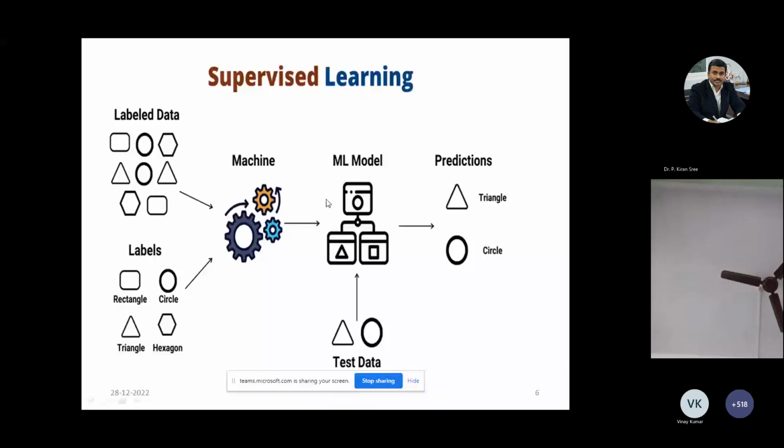You have a labeled dataset. Labeled dataset means every record has certain labels. Once this labeled dataset is provided, the machine learning model is developed. With the machine learning model, the test data or unseen dataset is provided to the model to come up with the predictions, whether they be predictions of categories.